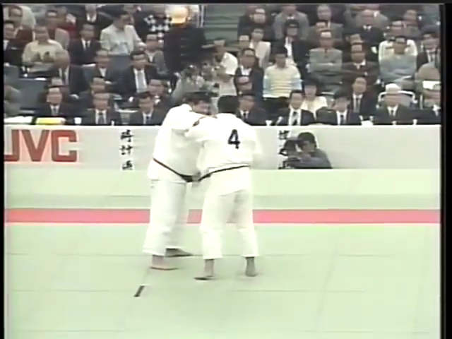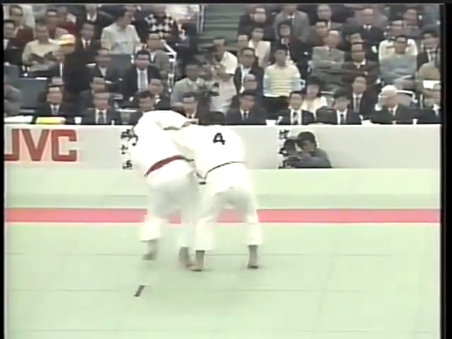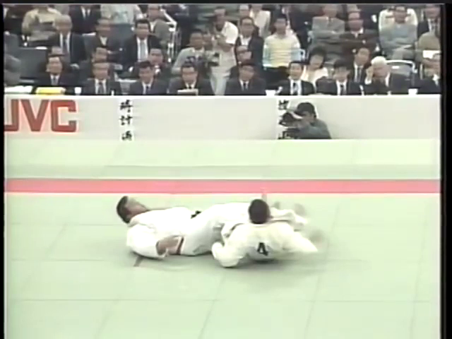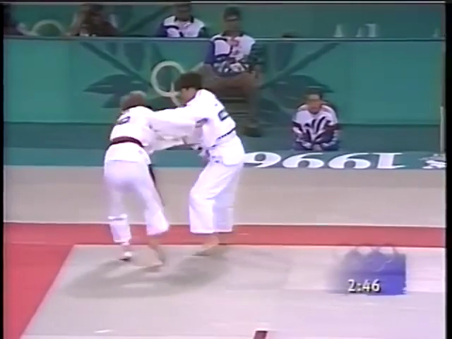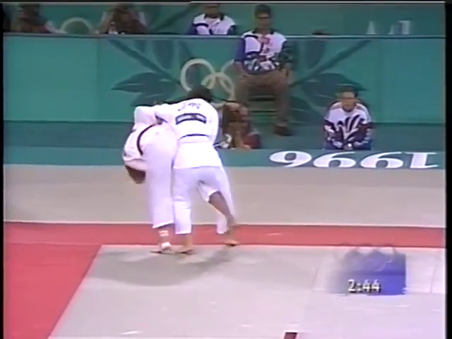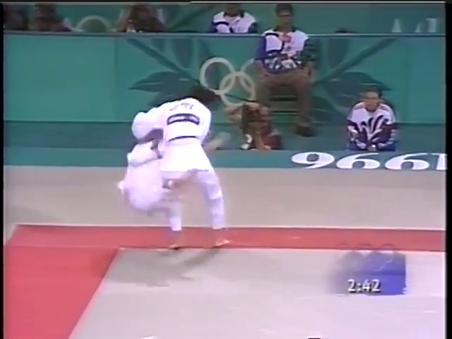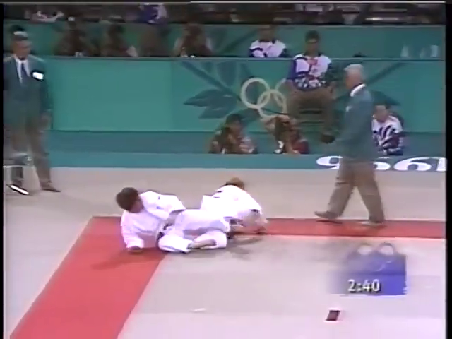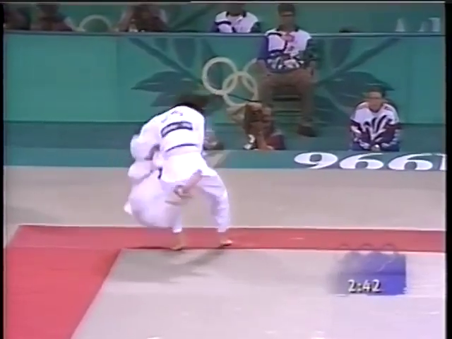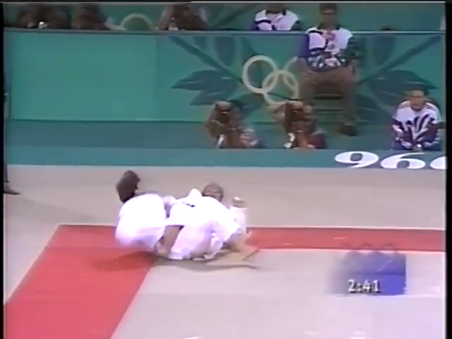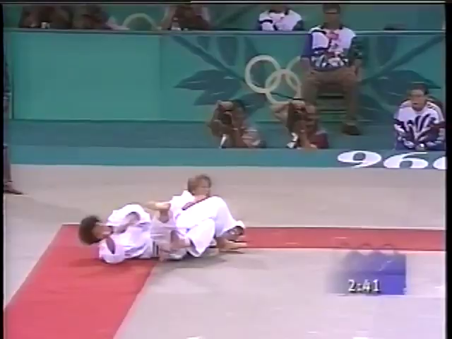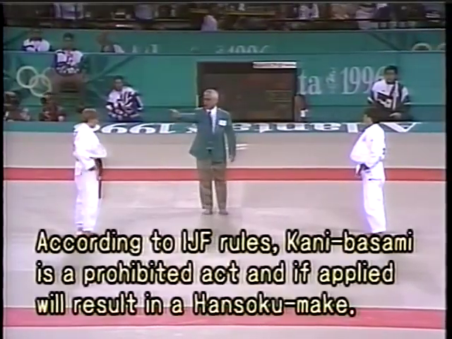According to the rules of Kodokan Judo, Kani Basami may be allowed with due regard to the level and scale of competition. Under IJF rules, however, Kani Basami has been a prohibited act since 1991 and will result in hansokumake if applied.